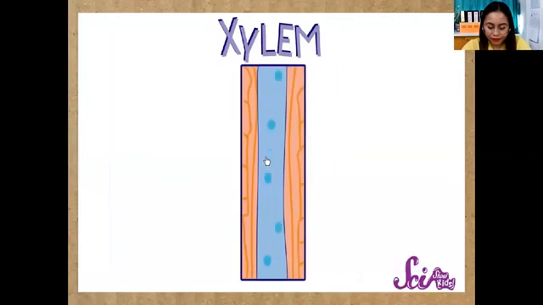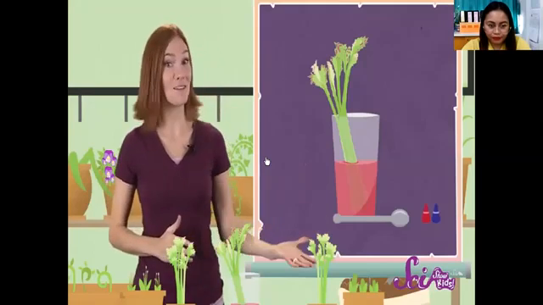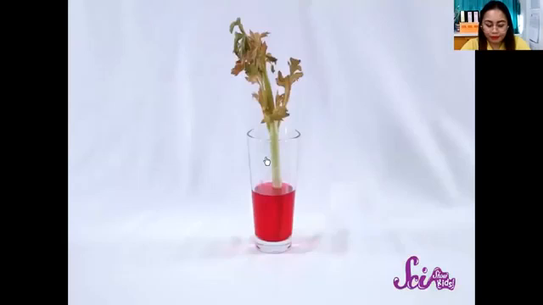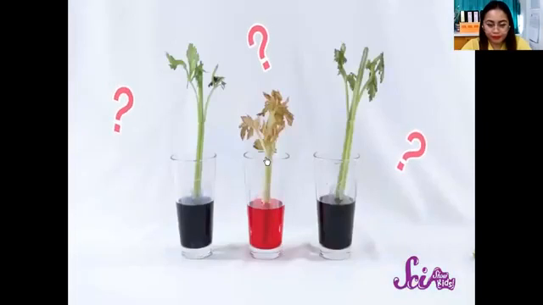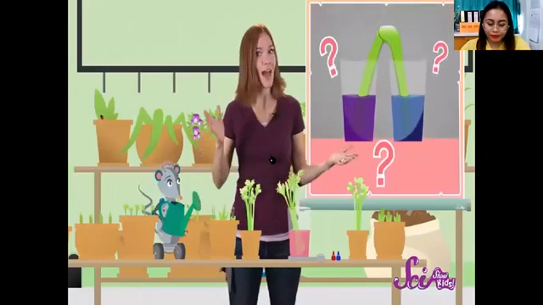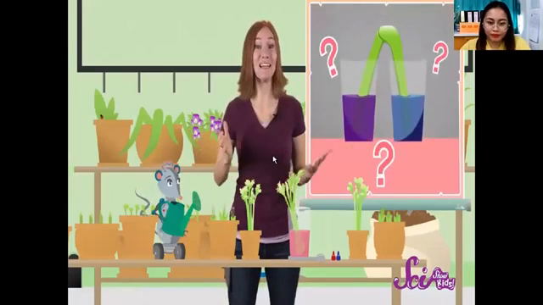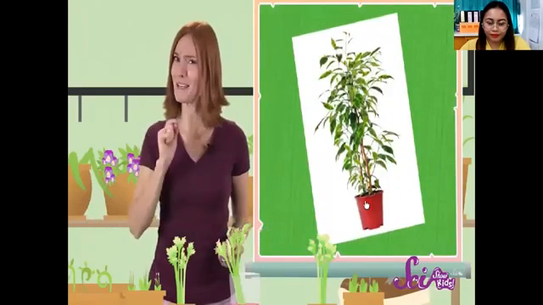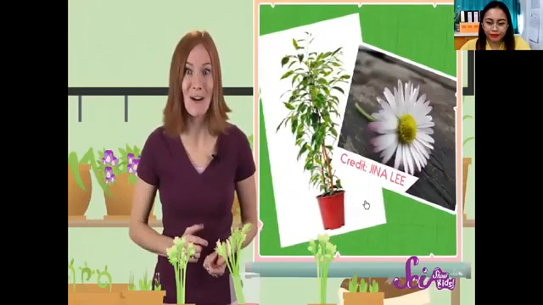It's being carried in the xylem. Now that you've done this experiment once, you can probably think of lots of other experiments to try too. For example, does it matter what type of food coloring you use? What would happen if you split the bottom of the celery stalk in two and put each half in a different color of water? Would the same experiment work if you use a different type of plant or even a flower? The possibilities are endless.